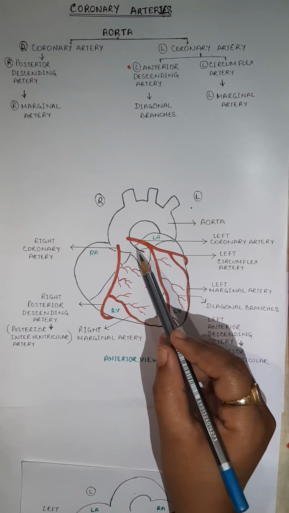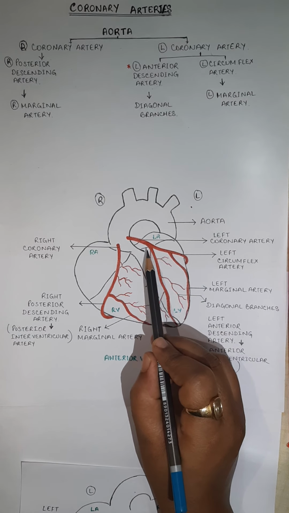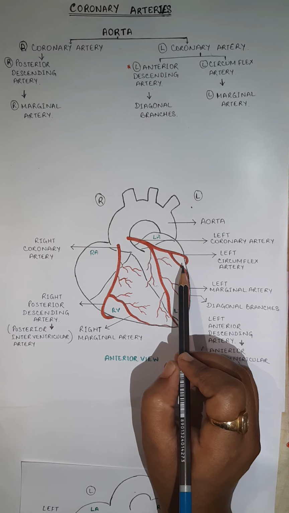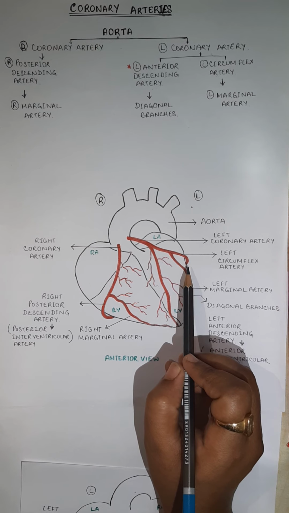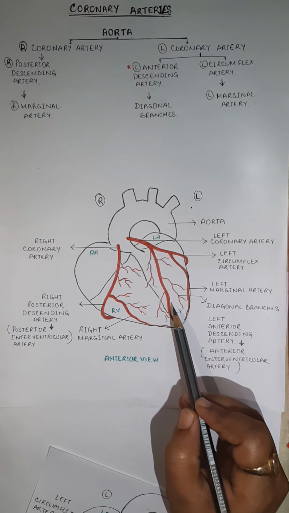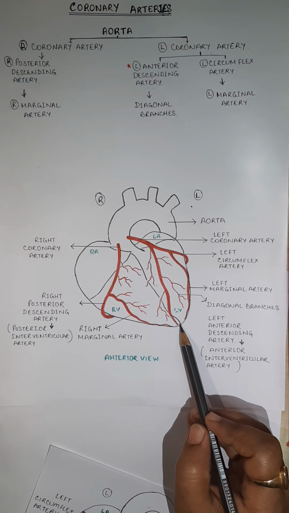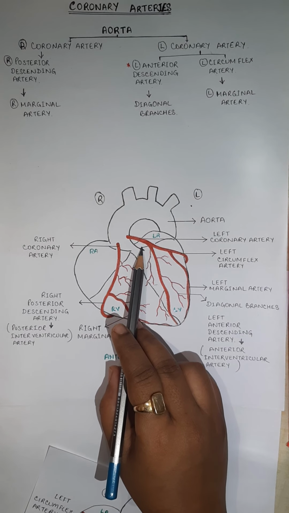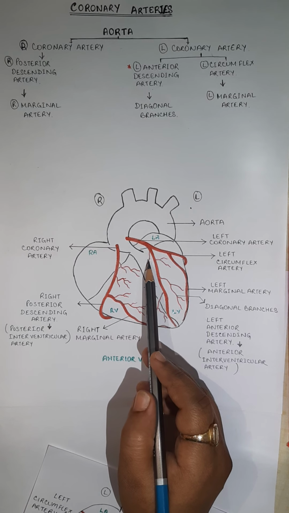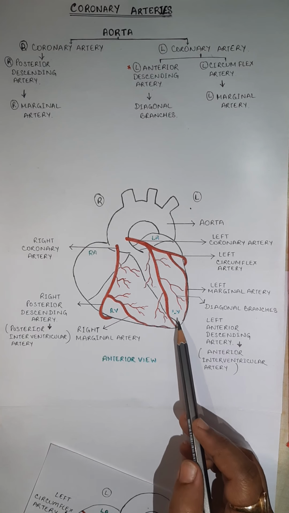Okay, now when we see the left side, the left coronary artery gets divided here. This is the left circumflex artery, which goes posterior to the heart and supplies the posterior walls of the heart. Again, this is the major artery which comes down till the apex of the heart. This is known as the left anterior descending artery. Why? Because this is on the left side, this is on the anterior side, and it descends down from the upper part till the apex.